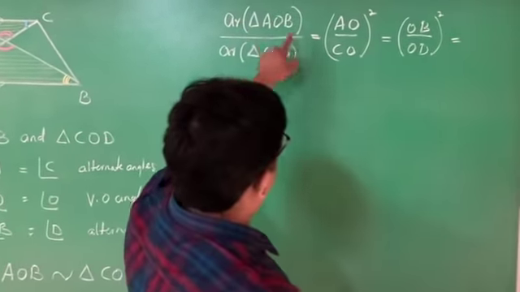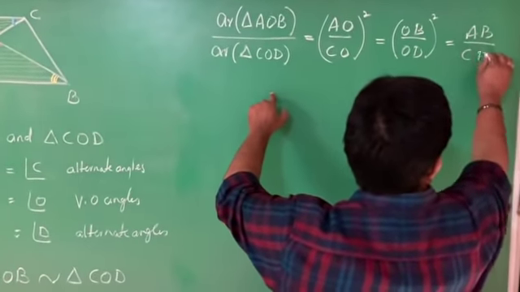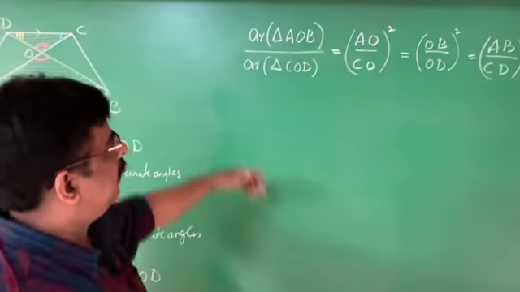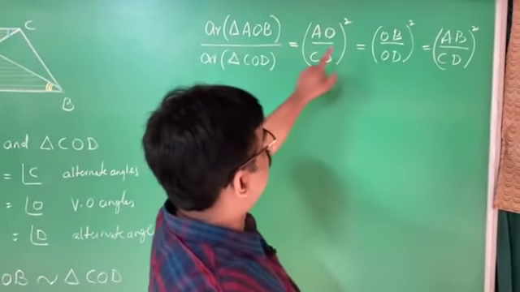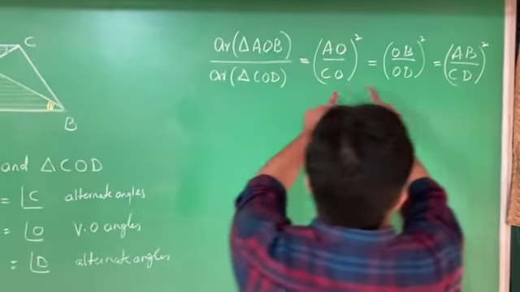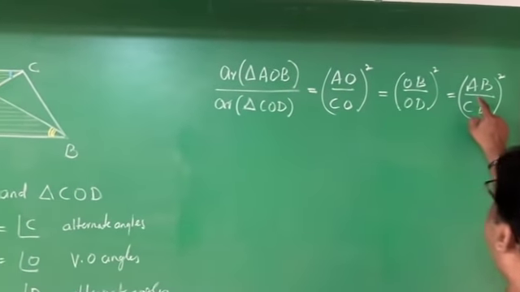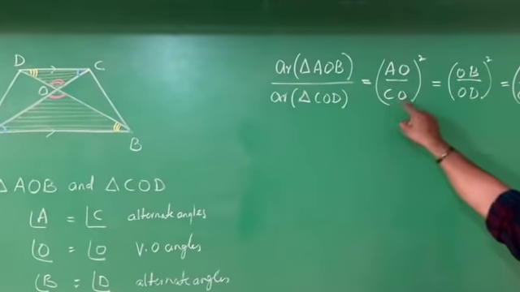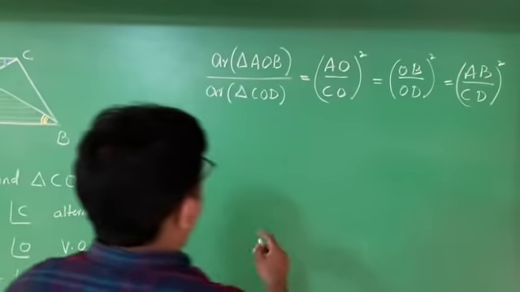First and last, AB by CD whole square. This is application of the theorem. Ratio of areas of similar triangles is equal to square of the ratio of their corresponding sides. Now, three pairs are there. I select this. Reason is, he has given the value of these two. He has given the relationship between these two. He has not mentioned anything about these two. Therefore, the last one and this one is related.